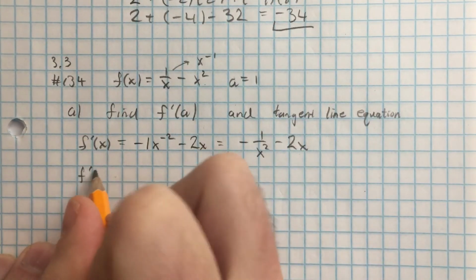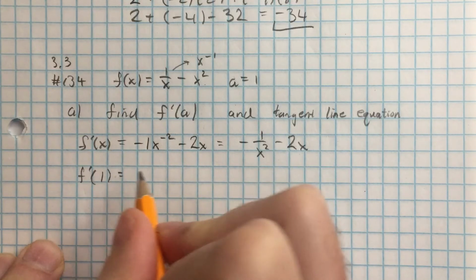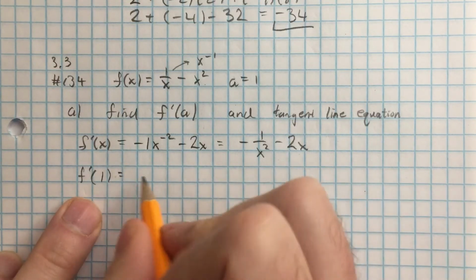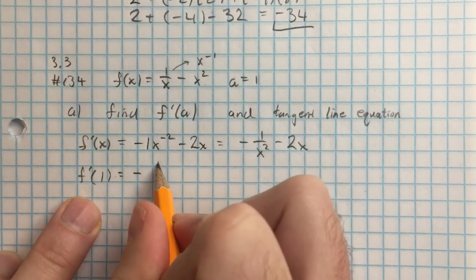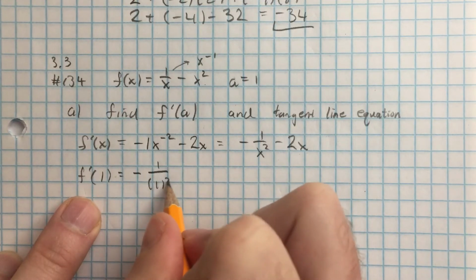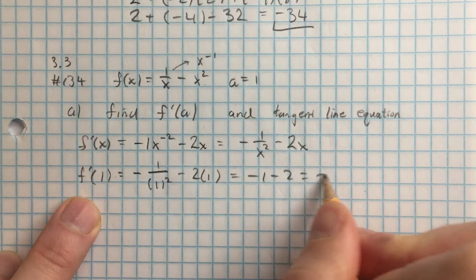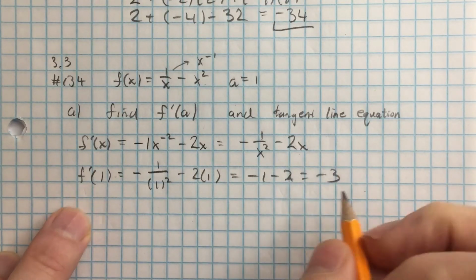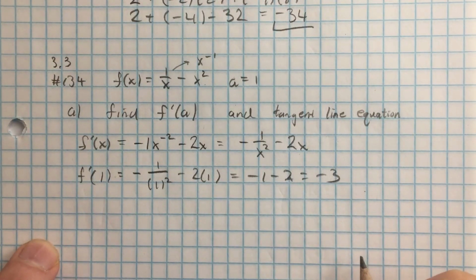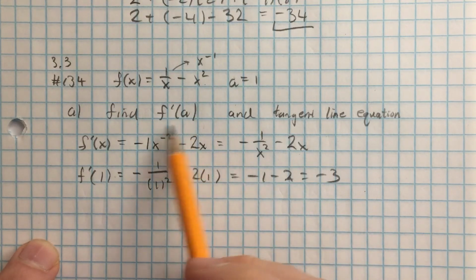I want to know what the value of this is at 1, i.e. the slope of the function at 1 will be given by this number we'll have in a second. So the 1 squared minus 2 times 1 looks like negative 1 minus 2, which is negative 3. All right, so the slope is negative 3. We have finished part A as it's written in the textbook.